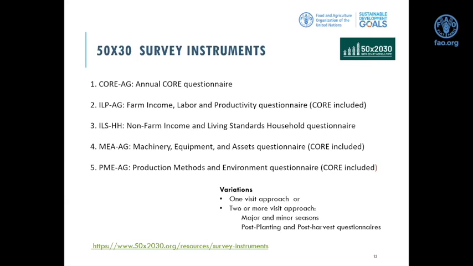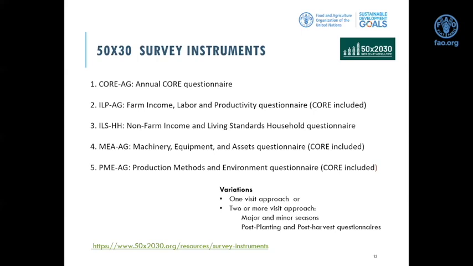In the case of 50x2030, this basic agricultural questionnaire already includes the core questions. So when we talk about ILP-HE, we're talking about all core data plus economic data and labor data. In MEA-IG, we're talking about the core and machine equipment assets and so on.